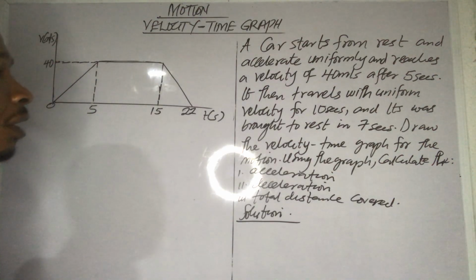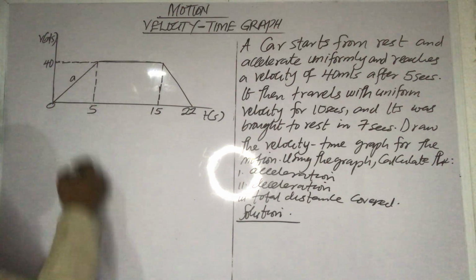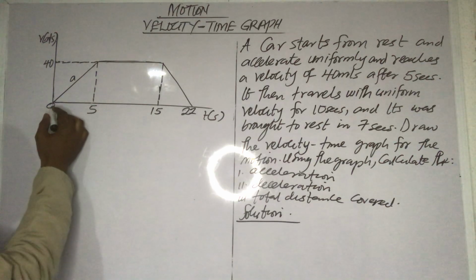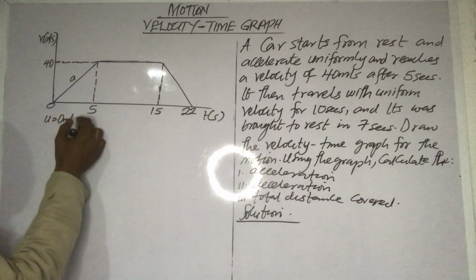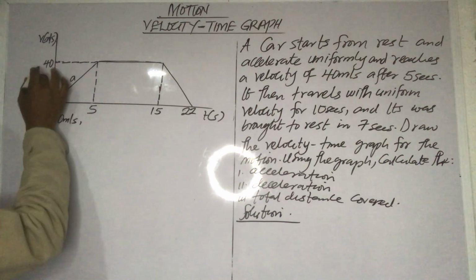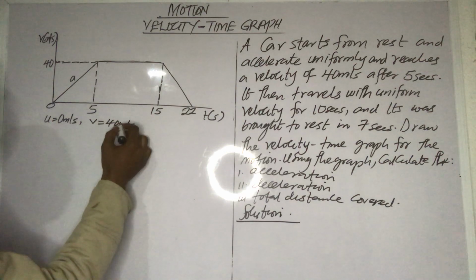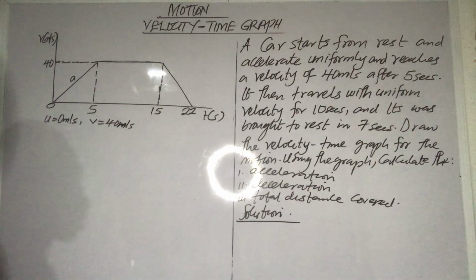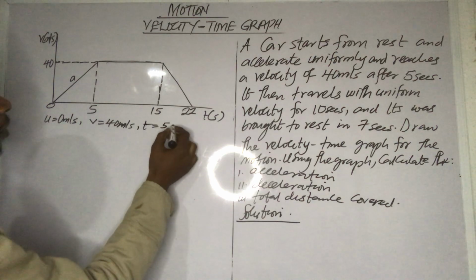Then they say calculate the acceleration. The acceleration is from this place to this place. How do I calculate this acceleration? The body starts from rest, which means its initial velocity u is 0 meters per second. It reaches a final velocity v of 40 meters per second. How long does it take to reach that final velocity? That's 5 seconds, so my time t is 5 seconds.